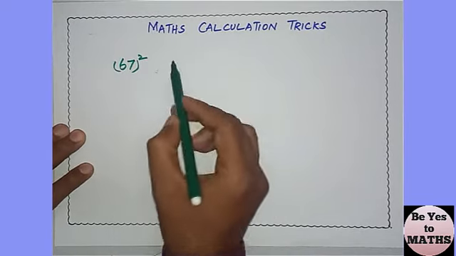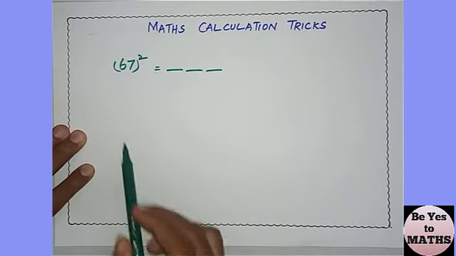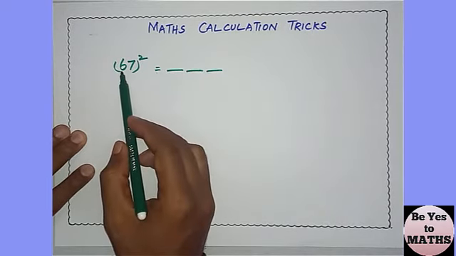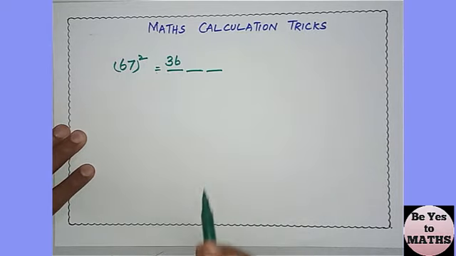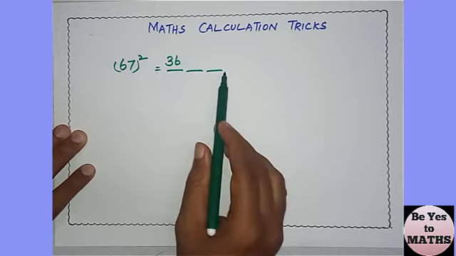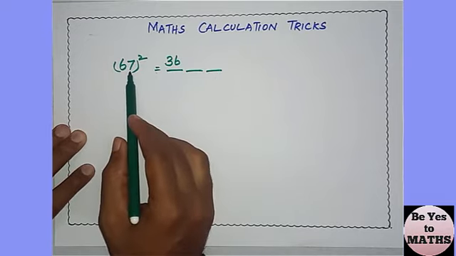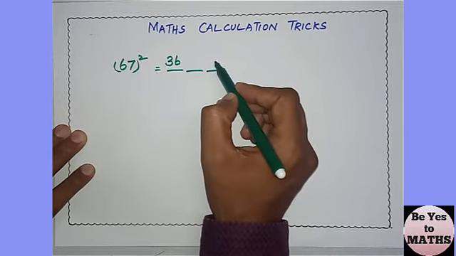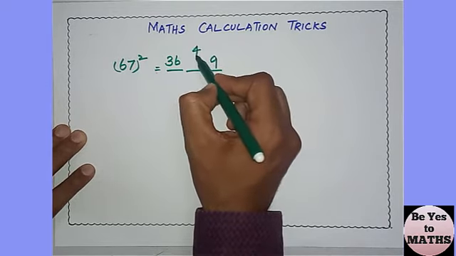Square of 67. Mark 3 blanks here. For the first blank, square of this first digit. So 6 square is 36. Leave the second blank, go to the third blank. The third blank, square of the unit digit. So 7 square is 49. We'll write 9 here, 4 carry here.